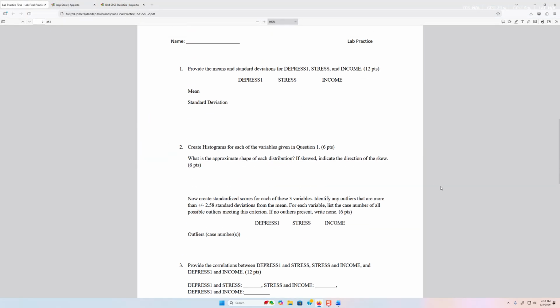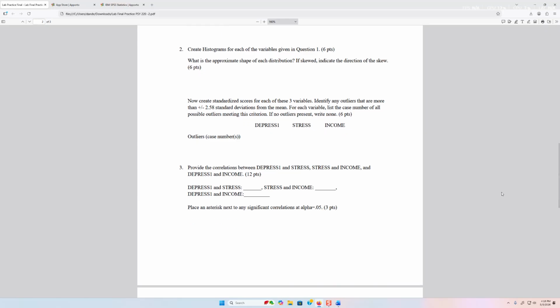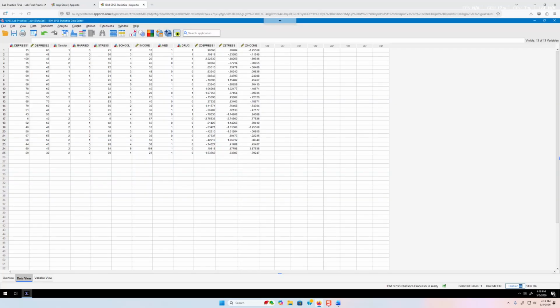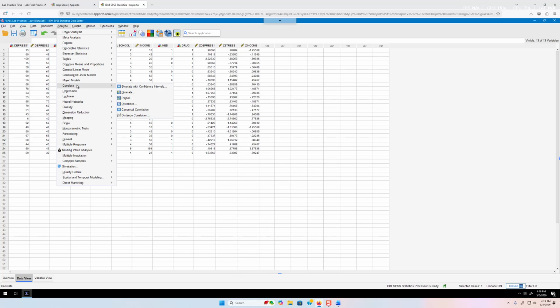Number 3, provide the correlations between depression 1 and stress and income, and depression 1 and income. I can throw them all together into one operation here in SPSS. So analyze, correlate, bivariate, because we're doing 2 variables at a time. Bivariate means 2.